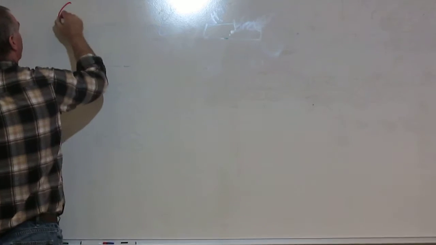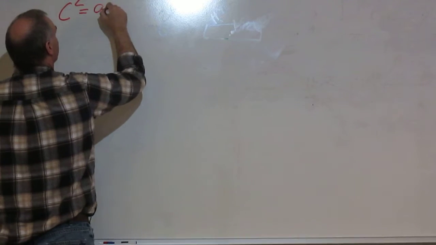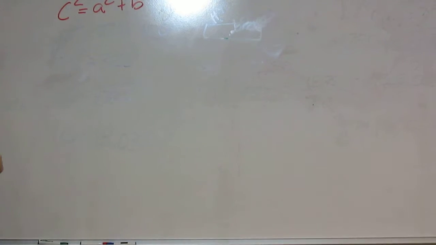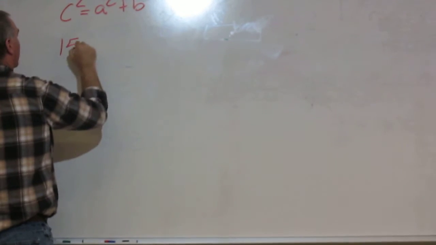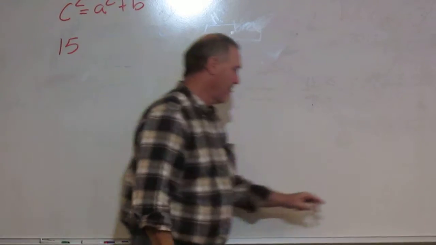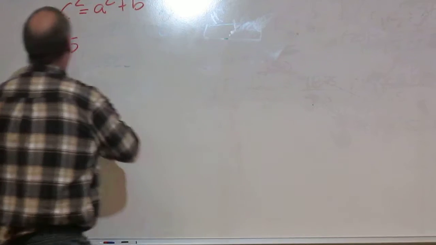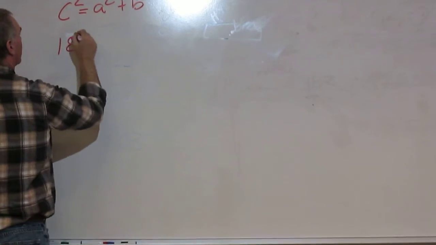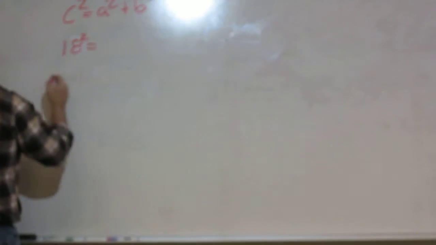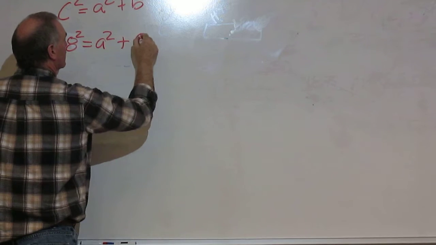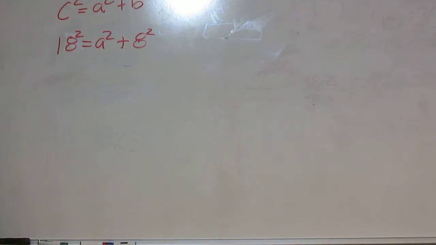Let's just make sure we can do the math. Okay, so my equation, C squared is equal to A squared plus B squared. We plug in our numbers. I've got 18 squared is equal to A squared plus 8 squared.